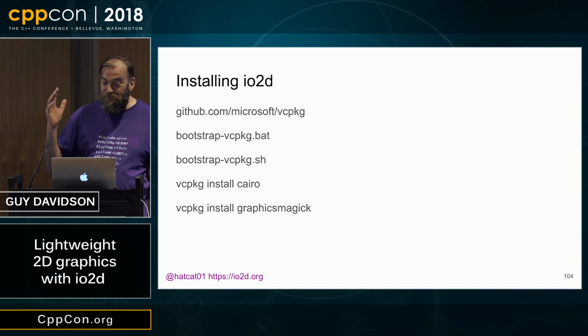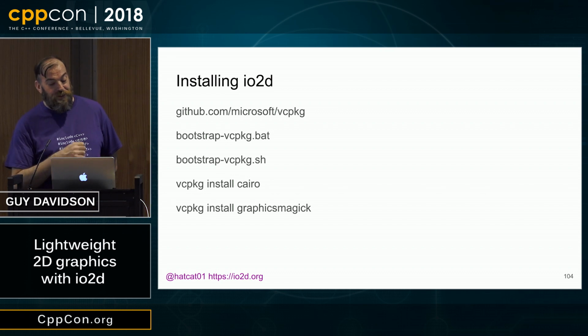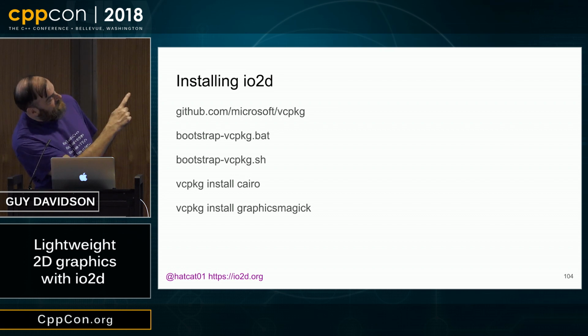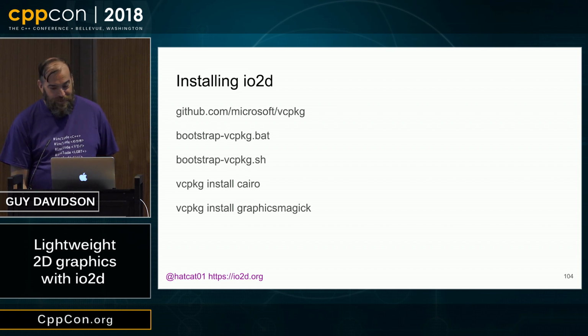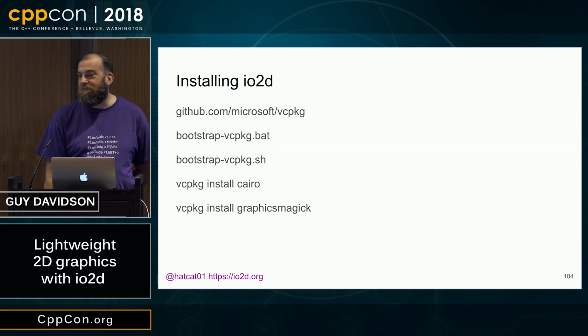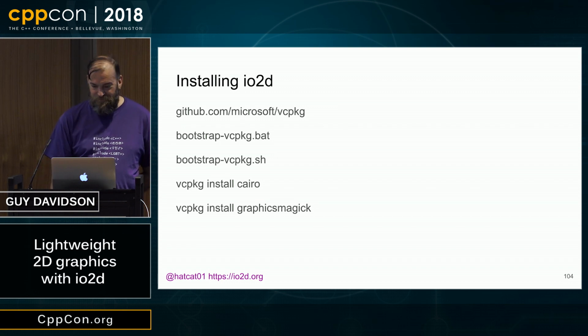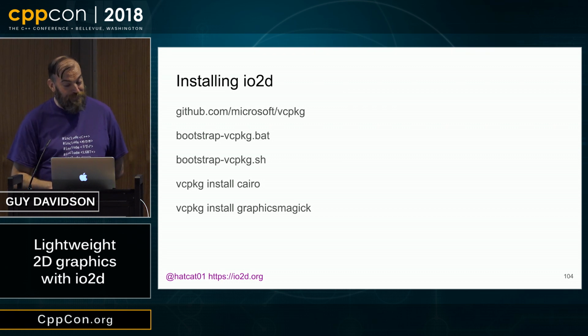Installation is pretty simple. Just run the batch file, or the shell script file if you're on OS X or Linux. Once you've got vcpkg installed, you can install Cairo with the command vcpkg install cairo. This will take a while. Quite a while. Quite a long while. You'll also need to install Graphics Magic for PNG support, which you can do with that command line.